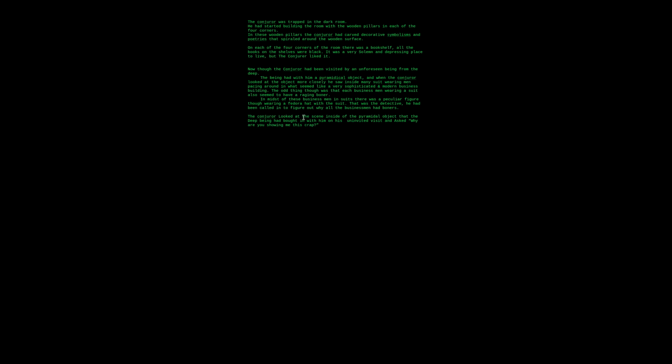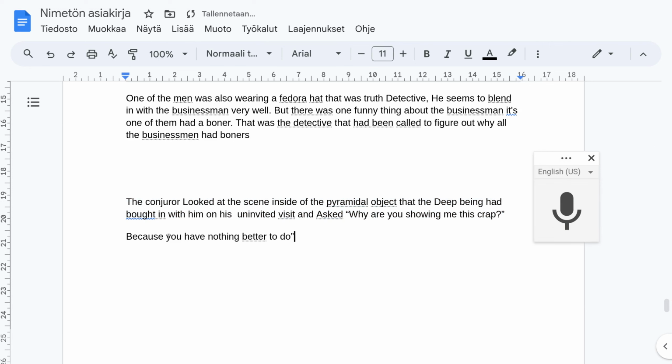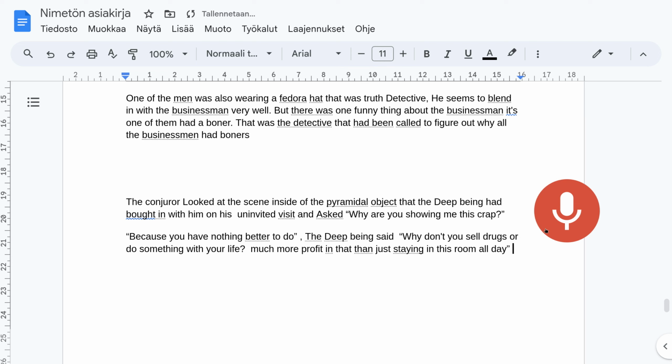The Conjurer looked at the scene inside of the pyramidical object that the deep being had brought in with him on his uninvited visit to the dark room, and asked, "Why are you showing me this crap?" "Because you have nothing better to do," the deep being said. "Why don't you sell drugs or do something with your life? Much more profit in that than just staying in this room all day," the deep being said.